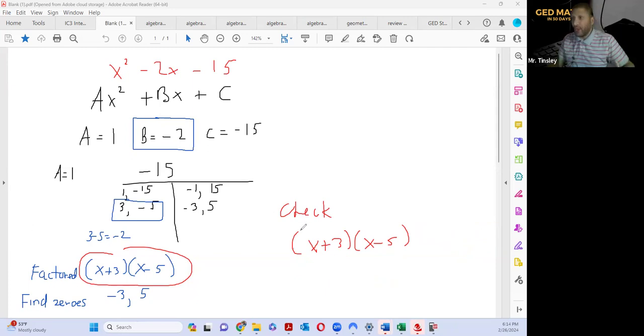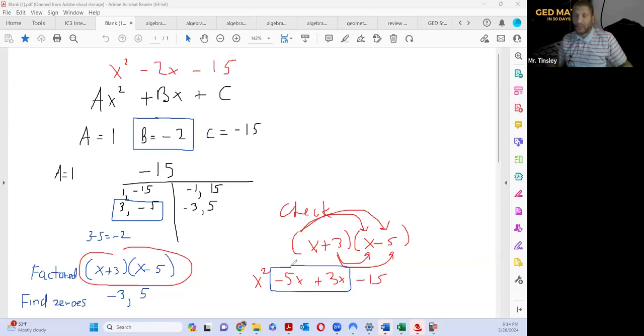So if we want to do it the long way, it'd be x times x, which is x squared. X times -5 is -5x. 3 times x is positive 3x. Plus 3 times -5 is -15. What you should notice now is that you have like terms, terms that you can combine together. So we're going to bring down the x squared. -5 plus 3 is -2. Didn't we get the same exact answer? We got the same exact answer.